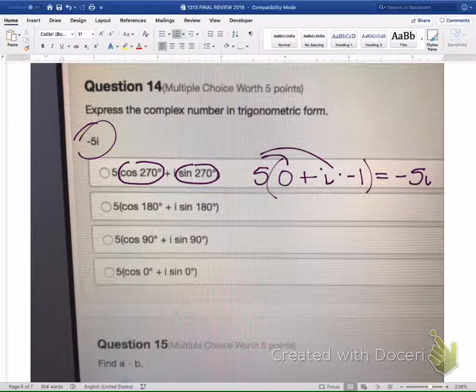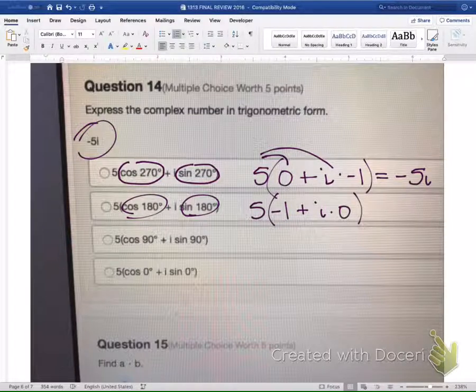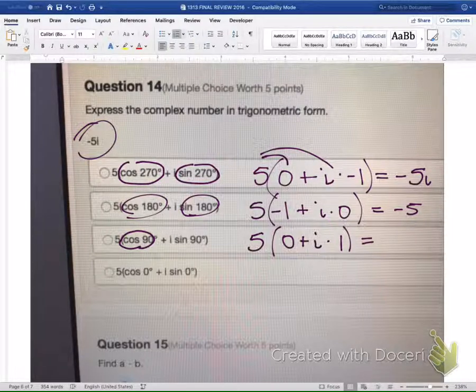Is that what you need to get up here? Yes. Now, we got it on the first one, but I'll show you the other ones real quick. This one, I would check this answer and say, what's the cosine at 180? Well, the cosine at 180 is -1. The sine at 180 is 0. If I do the same thing there, what's this going to simplify to? -5. Not the right answer, right? Third one, cosine at 90. What is that? 0. Sine at 90. 1. What's this going to simplify to give me? 5i. Again, not the right answer.